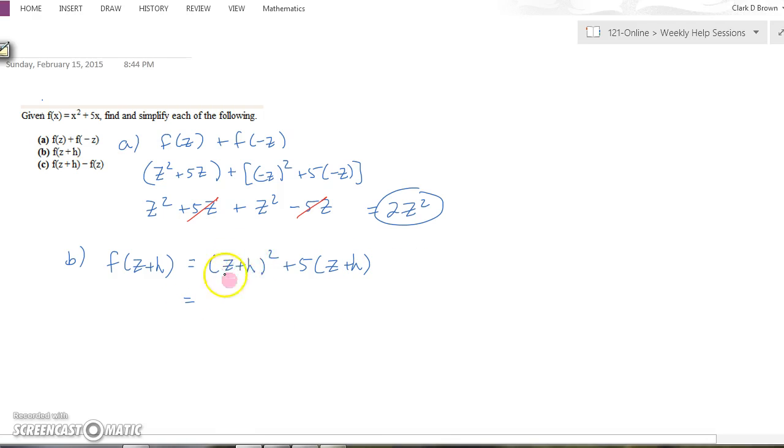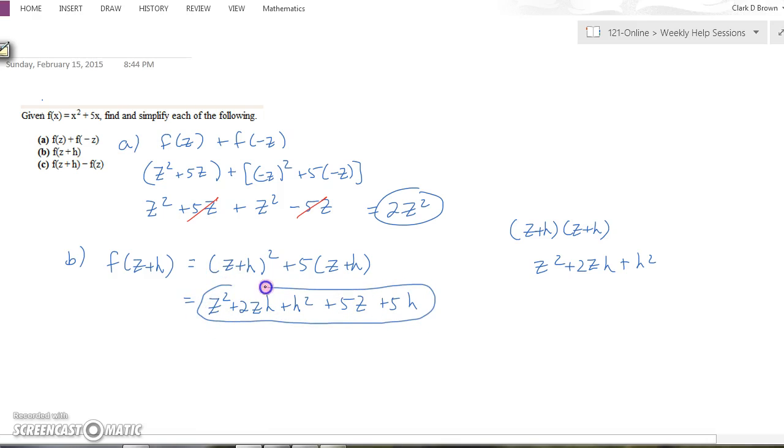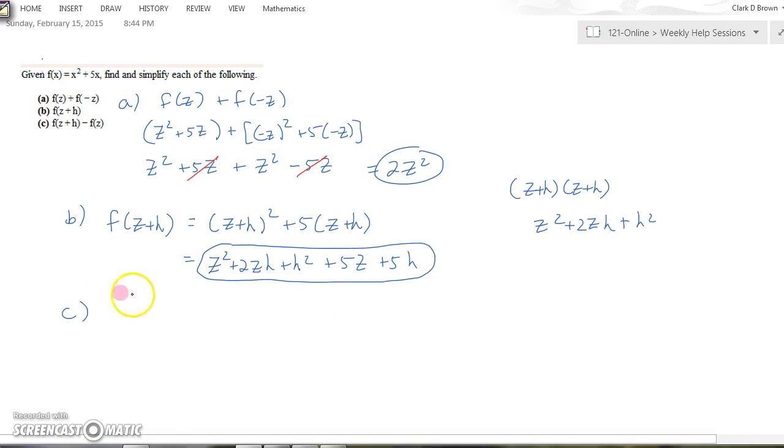All right, so I'm going to have to multiply this out. Now remember, that's not just z squared plus h squared, right? This is z plus h times z plus h, which is a FOIL problem, and that ends up giving you z squared plus 2zh plus h squared. Okay, so this part here is z squared plus 2zh plus h squared plus 5z plus 5h, and I don't think anything combines there, so I think that we're just done. That's all we can do with that. You just kind of get a big expansion there.